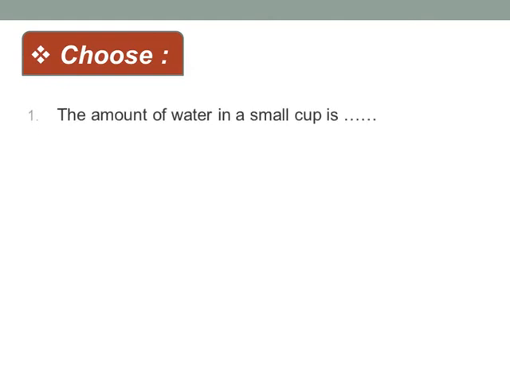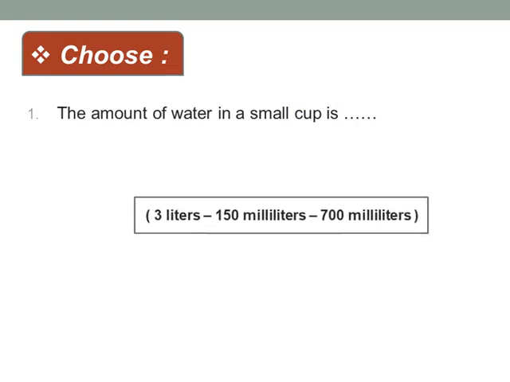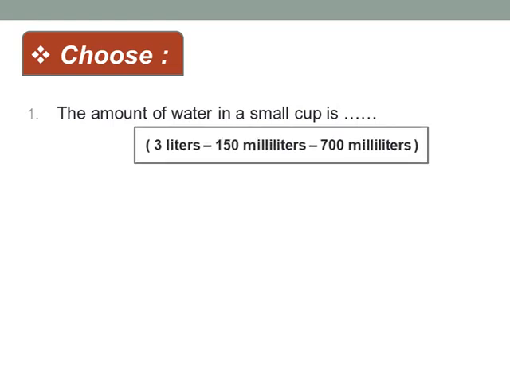Number 1. The amount of water in a small cup is 3 liters, 150 milliliters, or 700 milliliters. It's a small cup, which means we will use the small unit, milliliters. But here we have two numbers in milliliters: 150 milliliters and 700 milliliters. But it's just a small cup, so we will choose 150 milliliters.